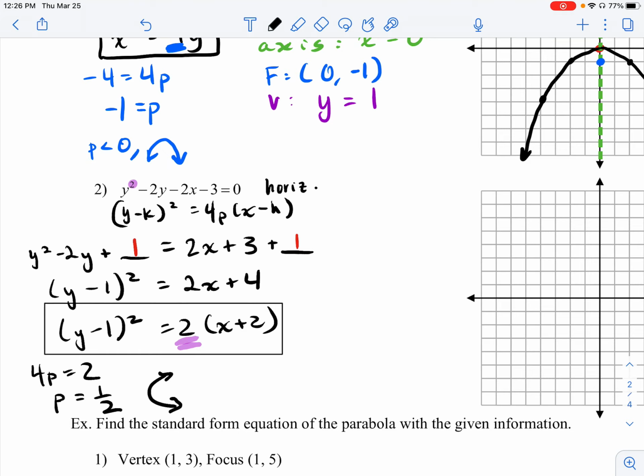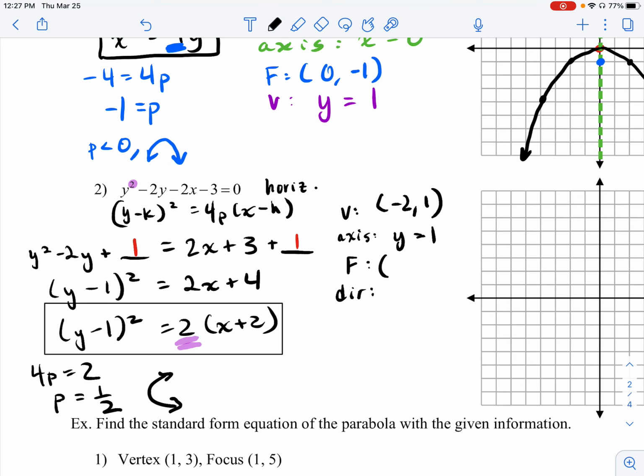So let's go through and see what information we can glean from our standard form. Pause the video right now and see if you can list out things like the vertex, the axis, the focus, and the directrix. Well, our vertex is going to be (-2, 1). Our axis of symmetry is going to be y = 1. It's the line that runs through the vertex.